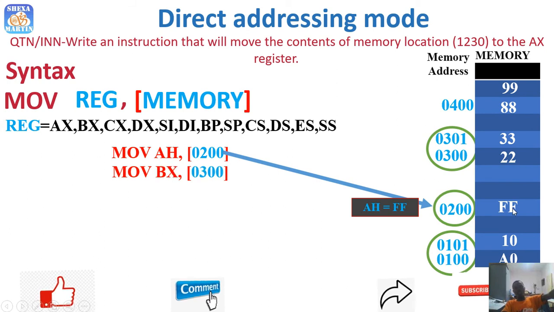But now here, look at it, we now have 16 bits. So what do you think will happen? We will refer to 0300, right?